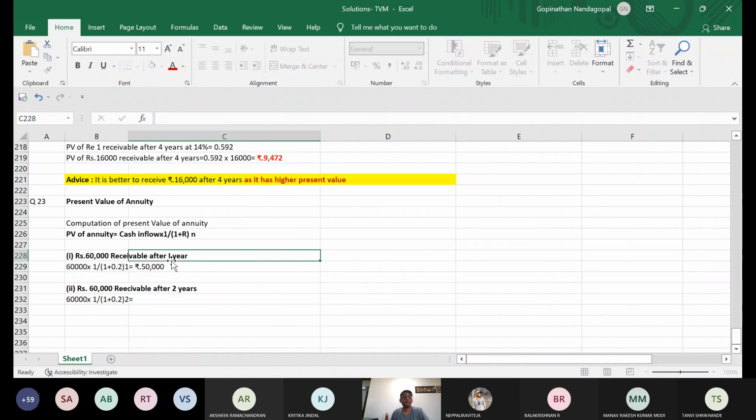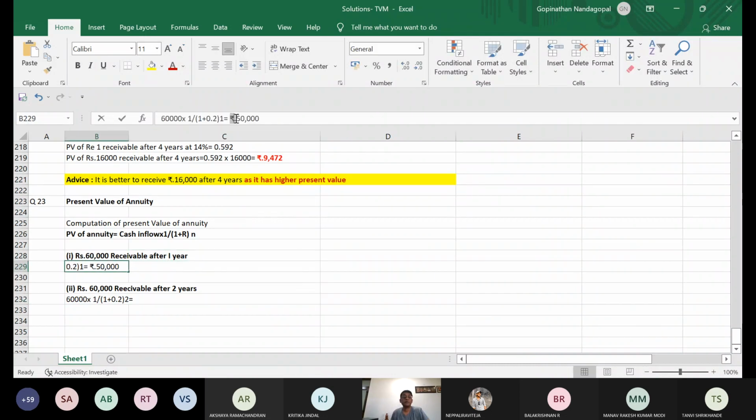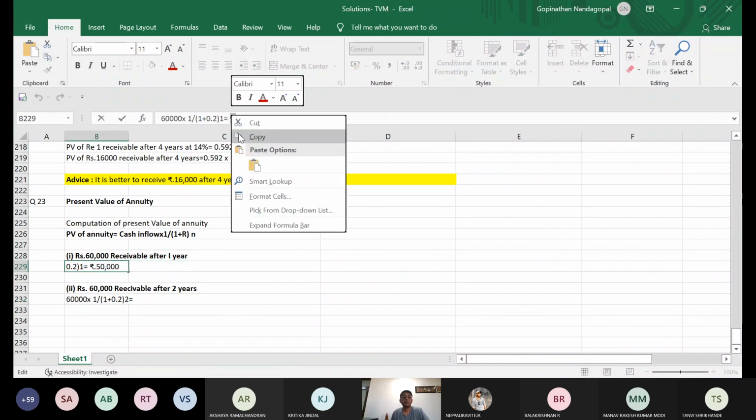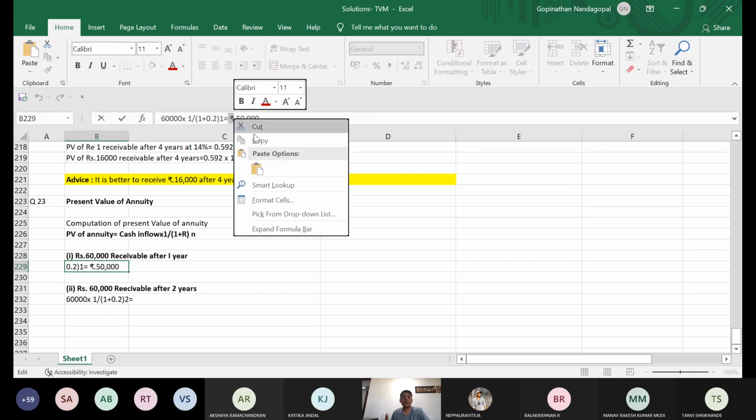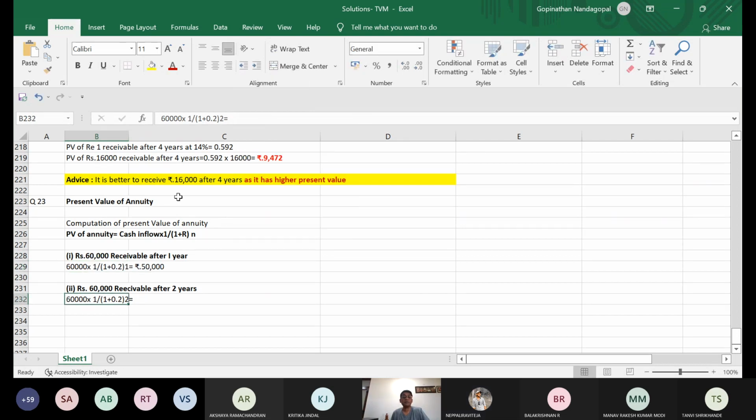What do you get? Somebody can keep calculating for the other years also. 41,666. You are giving the exact amount, no, you're not rounding off. 41,666.6. Whatever the amount you get, you please tell me. Don't round off.